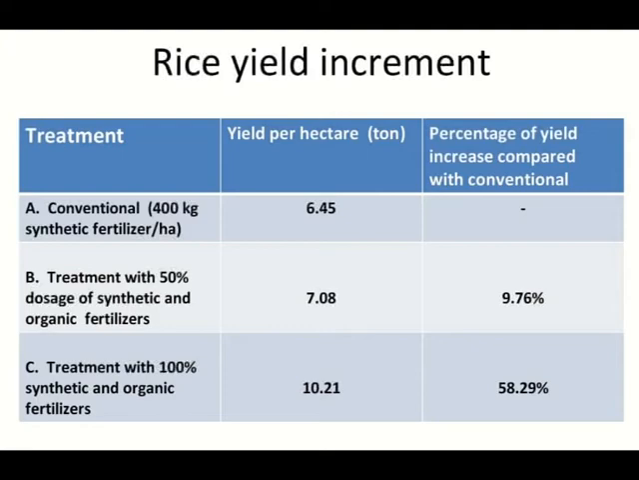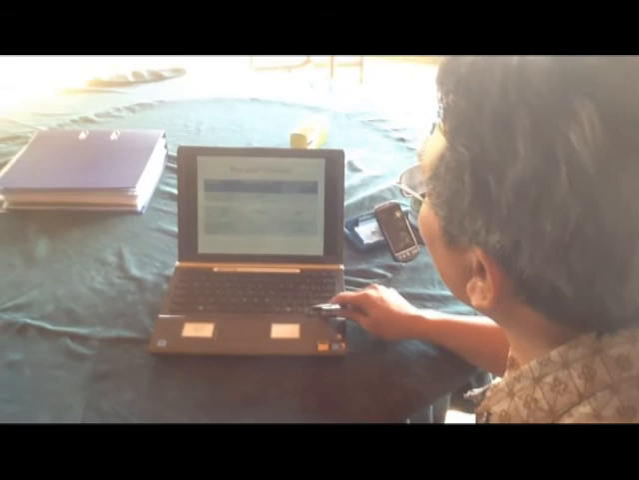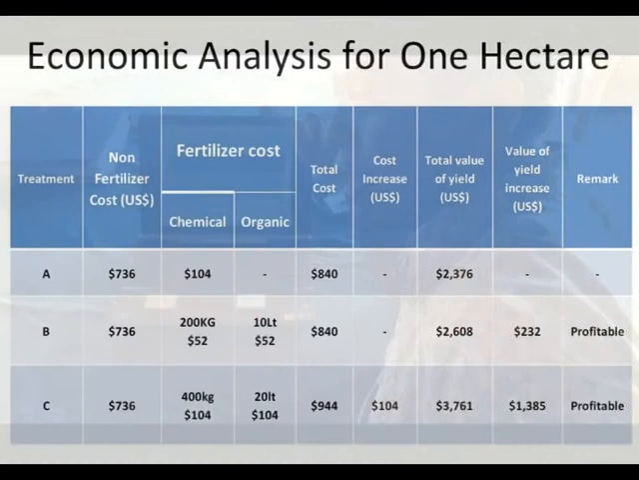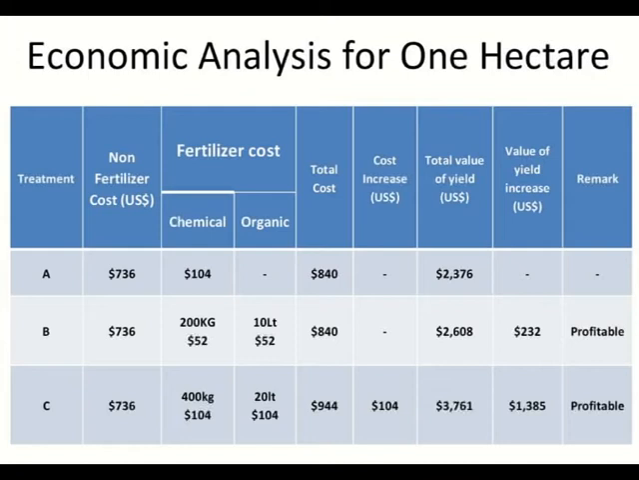If you look at the economic analysis, the cost of rice production on average in Bali is 8 million rupiah per hectare, about 900 dollars. If we use our product, we only need an extra cost of 200,000 rupiah, about 25 dollars, but we earn 2.2 million rupiah.